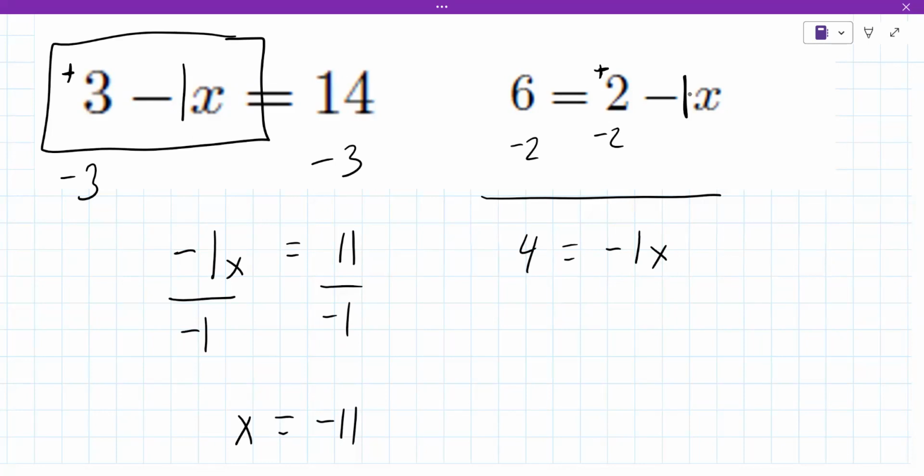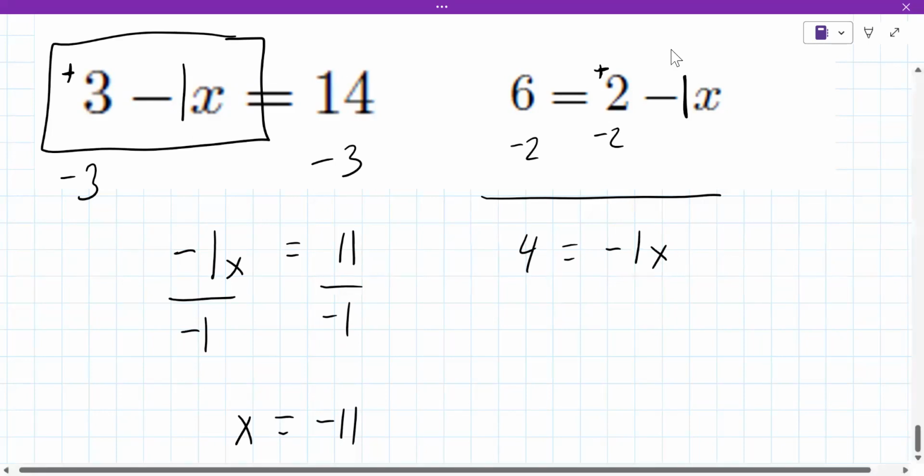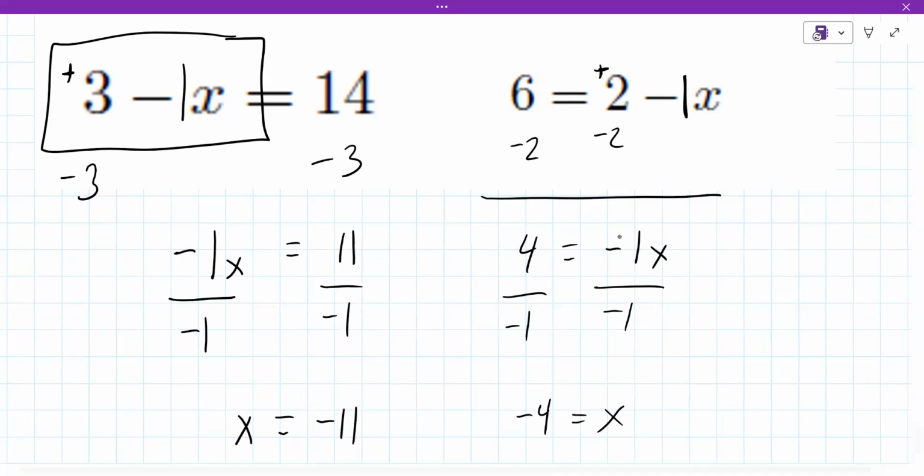1. What is in front of x? It's more than 1. -1. Yes, you have to divide both sides by -1. So this is -4 equals x. Okay.